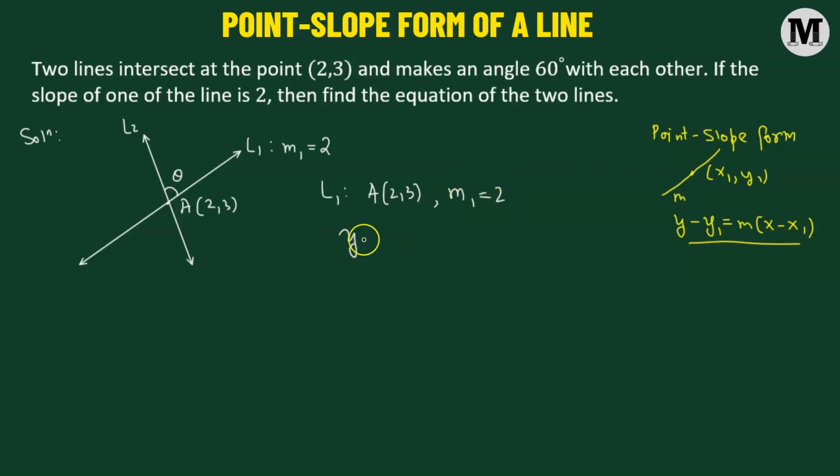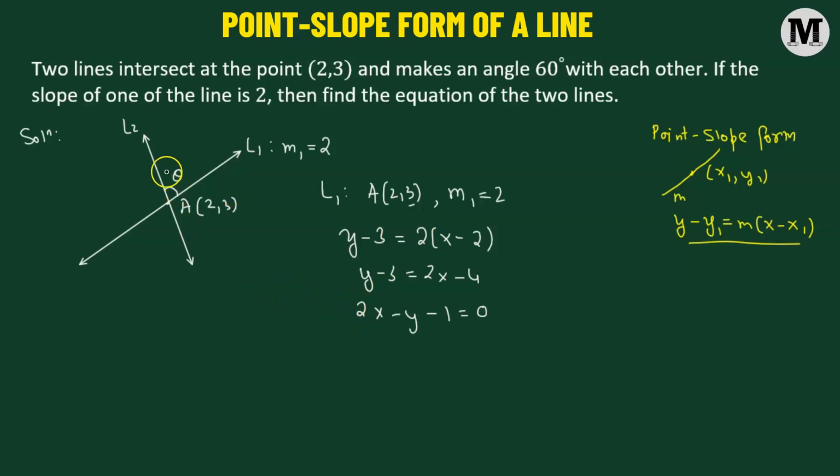So we get y minus y1. So y1 will be the y coordinate of point A. This will be equal to 2 times x minus x1. So x1 will be the x coordinate of point A. So that's 2. So we have y minus 3 equals 2x minus 4. Rewriting this, we get 2x minus y minus 1 equals 0. So this is going to be the equation of line L1.